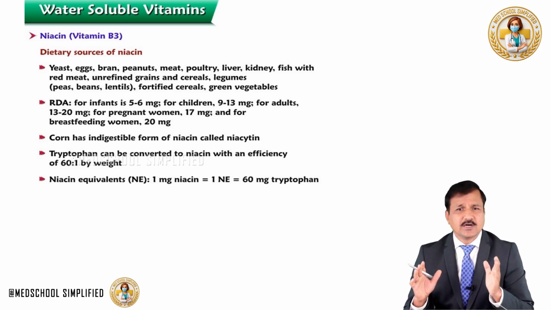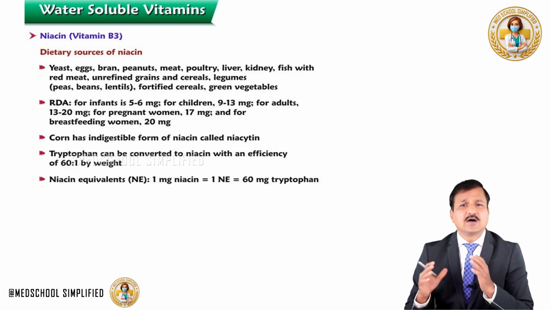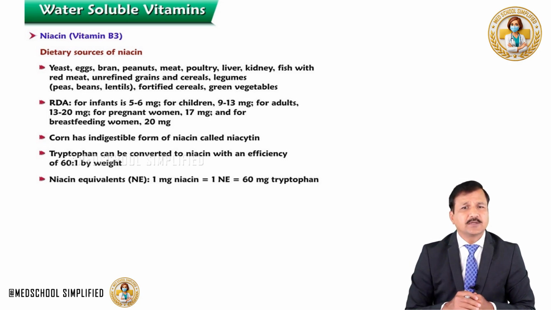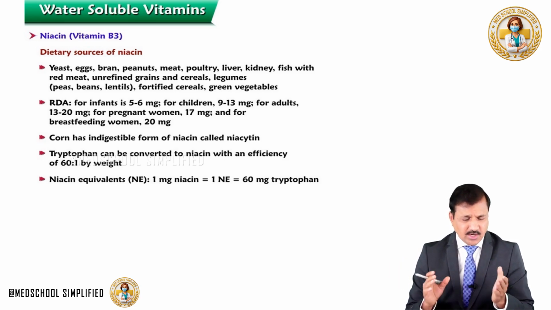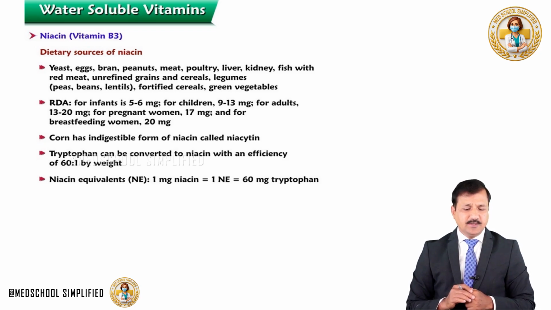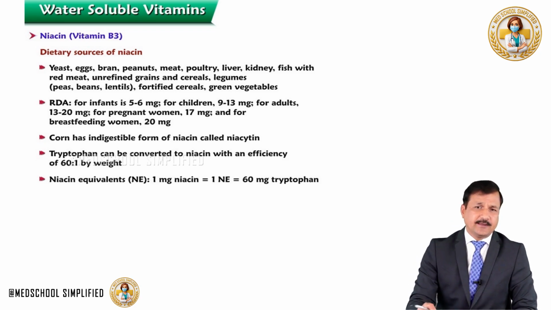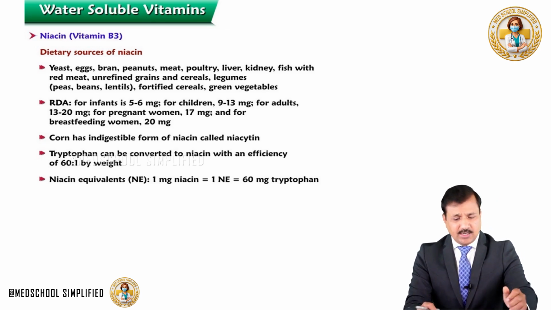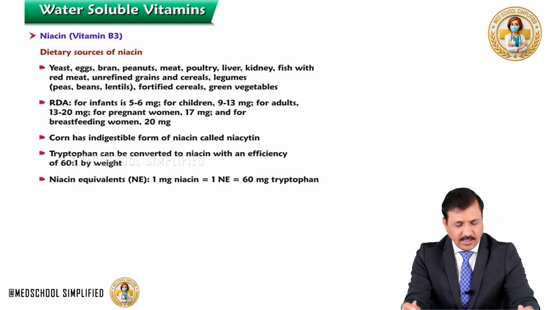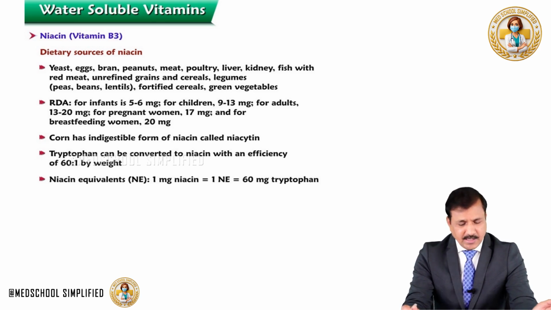So, whether it is yeast, eggs, bran, peanuts, meat, poultry, fortified cereals, or green leafy vegetables, they are all good sources of vitamin B3, niacin. What is the RDA? Recommended dietary allowance. For adults it is 13 to 20 milligrams.